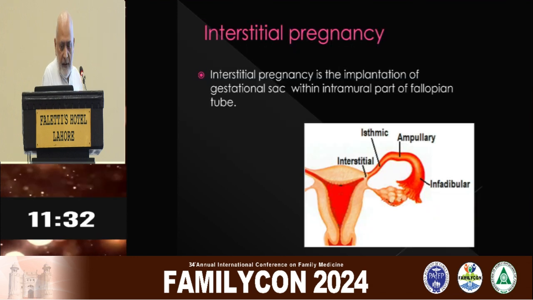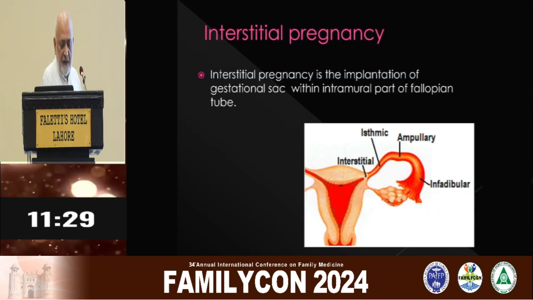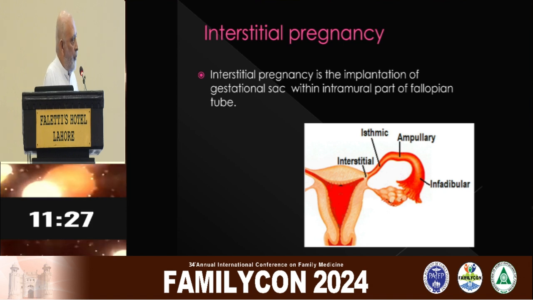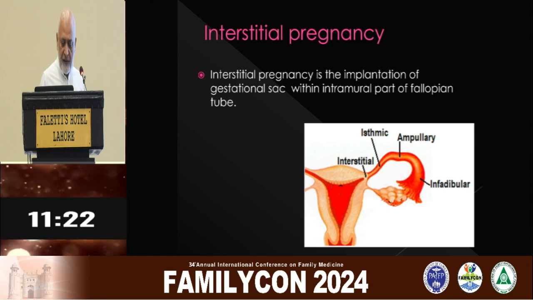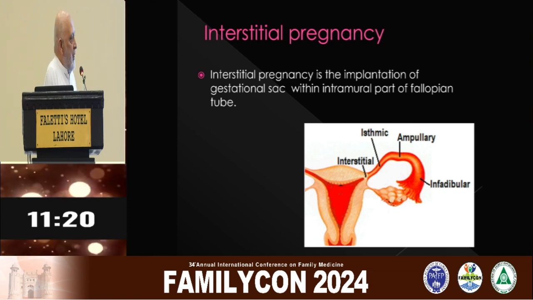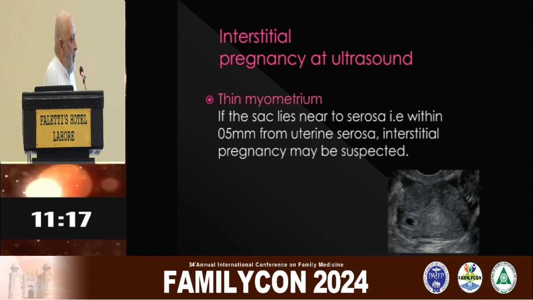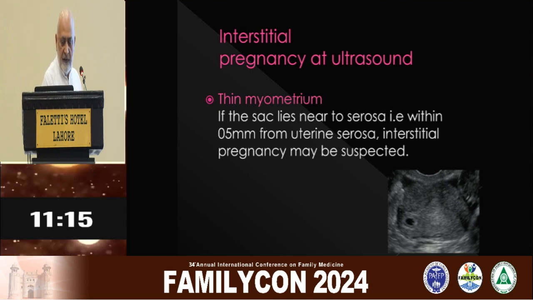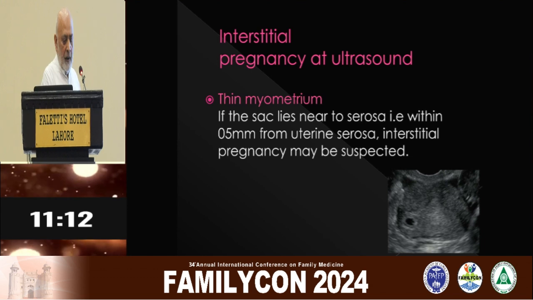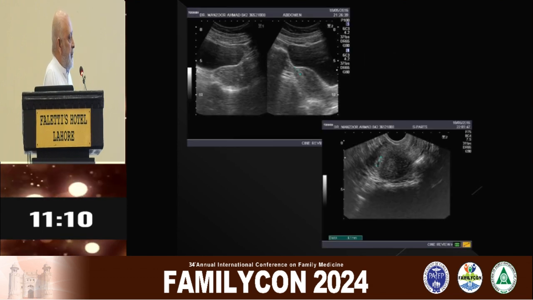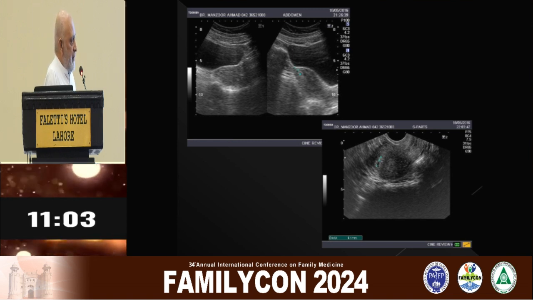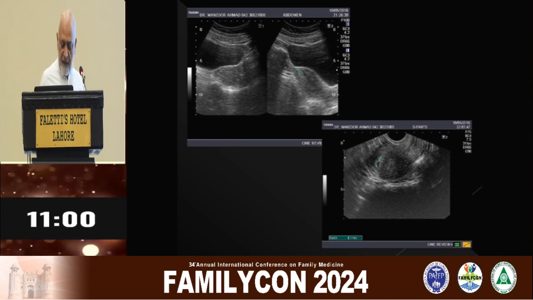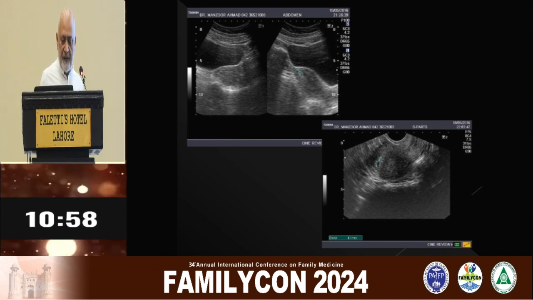Interstitial pregnancy is the implantation of the gestational sac within the intramural part of the fallopian tube. At this site, there is implantation of the sac, which is called interstitial pregnancy, and in ultrasound we see a sac with thin myometrium around it, less than 5 millimeters. You can see here the transabdominal examination, and this is the endovaginal. You see a sac at the corner of the uterus, and the distance between the sac and the myometrium is less than 5 millimeters, so we suspect an interstitial pregnancy there.